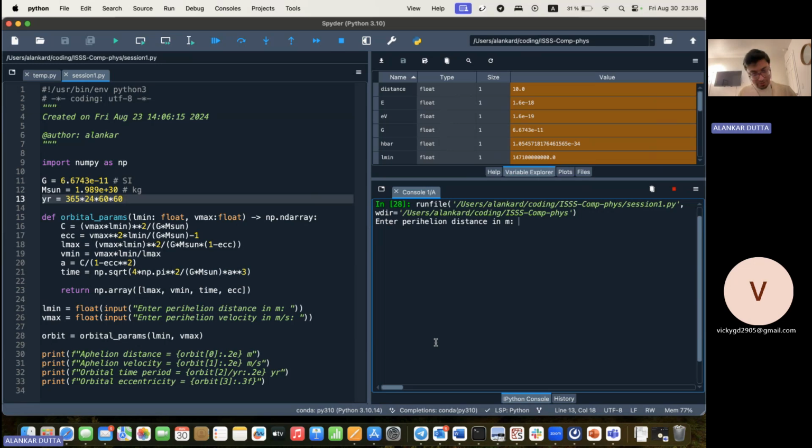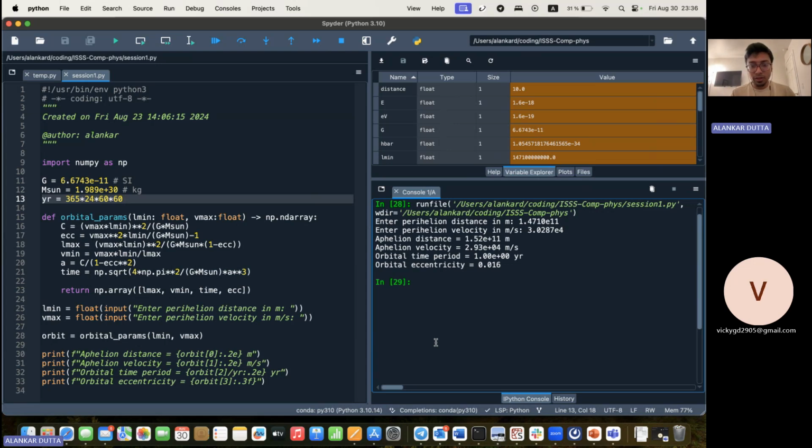So L1 is 1.47 E11, and the velocity at perihelion will be 3.0287 E4. Okay. Yes, now you see it's right.